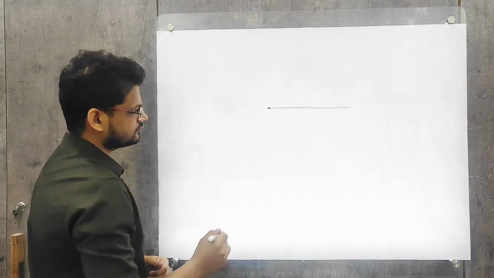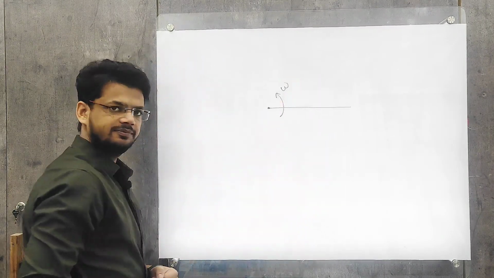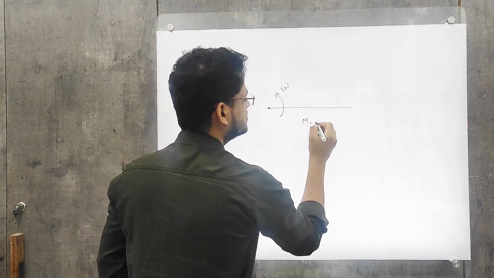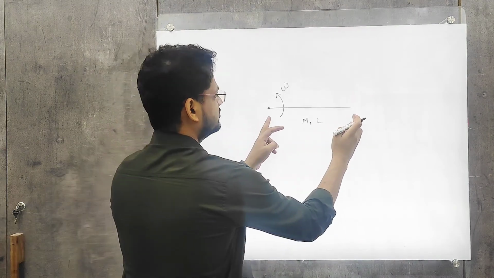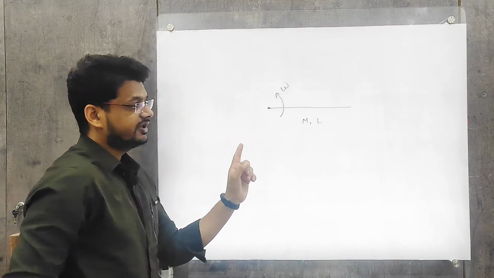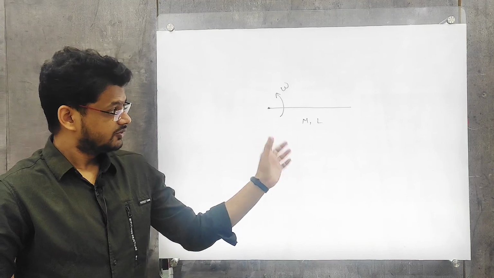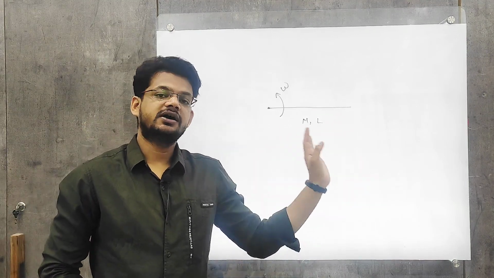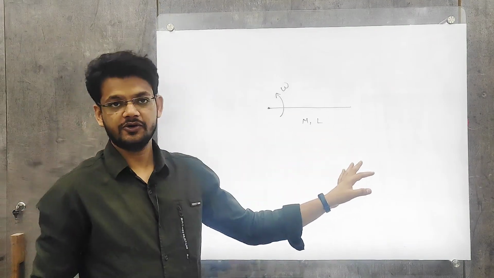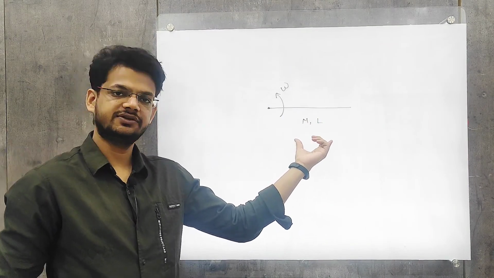Now let's say the rod is rotating with an angular speed of omega, and the total mass is given to be m, and the total length is L. That is, from this point to this point the length is L and the total mass is m. One more thing, this is a uniform rod. What is the meaning of uniform rod? Uniform mass distribution, that is, mass per unit length is a constant. Because for a non-uniform rod the derivation is different.